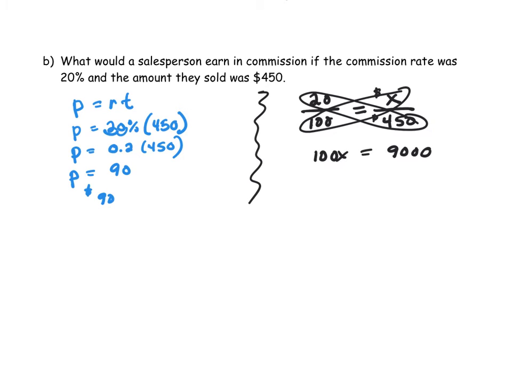9,000. So now we have to solve this. We're going to divide by 100 on both sides. And x is going to again equal 90. So the commission, if someone sold $450 worth of goods and they earned 20%, that'd be $90.